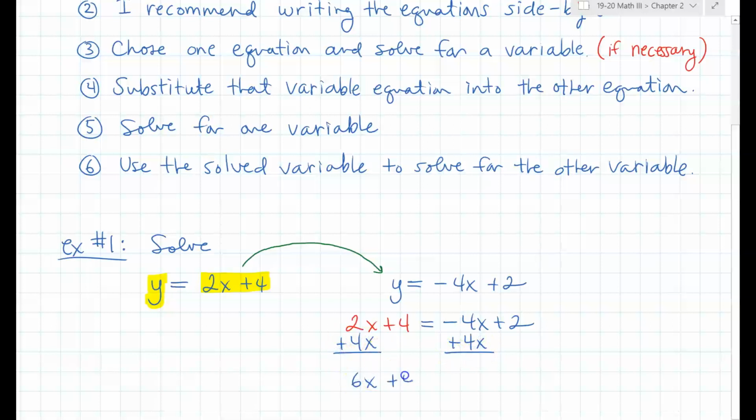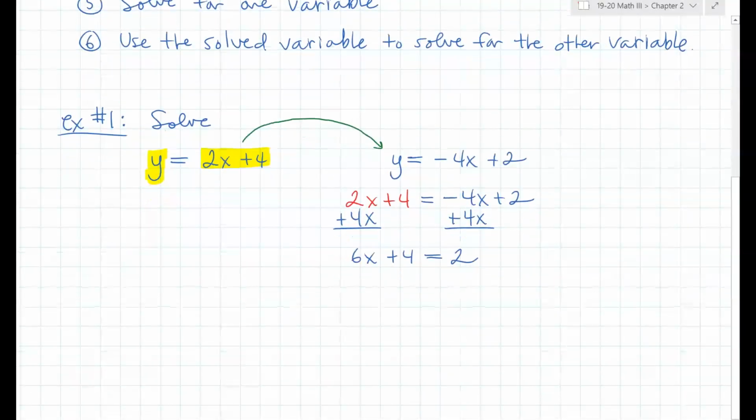That's going to give me 6x plus 4 equals 2. Now I'm going to subtract 4 on both sides. By the way, if we happen to get fractions, it's okay. It happens. Don't freak out. It's just a normal thing here. So I get 6x is equal to negative 2. Now I have to divide by 6. So x is equal to negative 1/3. That's 2 over 6, which reduces to 1/3.